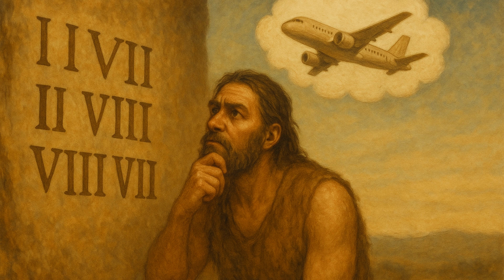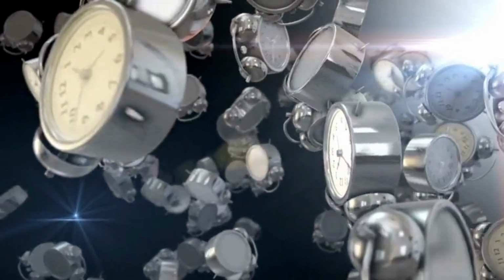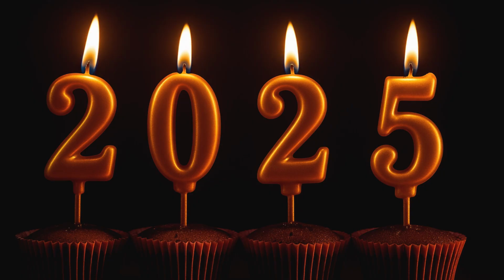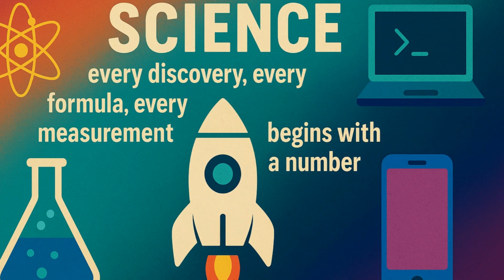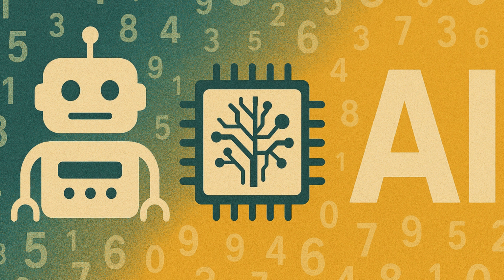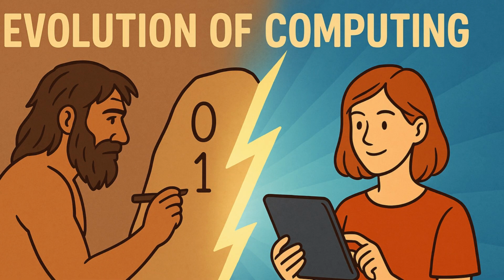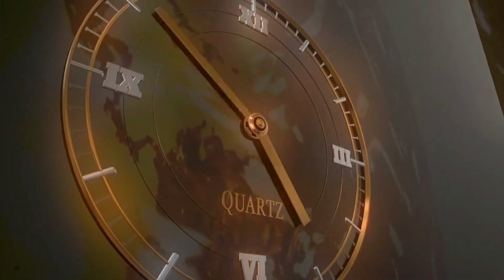Numbers are one of the oldest tools created by humans. From the beginning of civilization, humans searched for a way to make sense of the chaos around them. Without them, there would be no history, no science, no progress, only guesswork and confusion. For example, in science, every discovery, every formula, every measurement begins with a number. In the modern world, numbers gained a new form, a language built from only two symbols, 0 and 1. This is the foundation of every computer, every smartphone, every digital system we rely on.